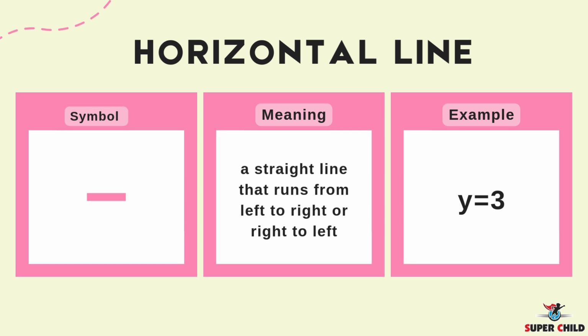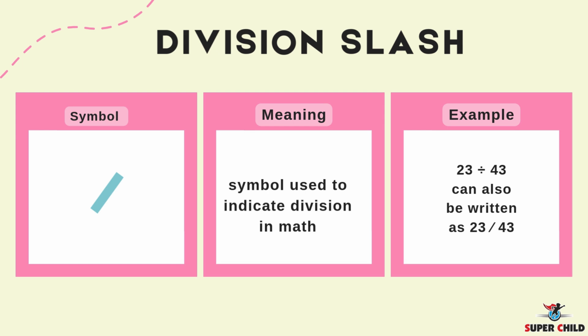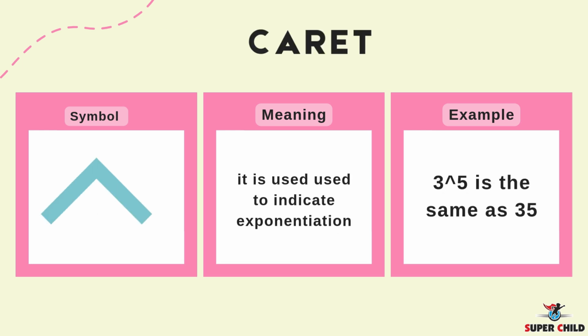For example, y is equal to 3. The symbol is this line. Division slash. So symbol used to indicate division in math. For example, 2/3 divided by 4/3 can also be written as 2/3 by 4/3. The symbol we use is this sign, caret.